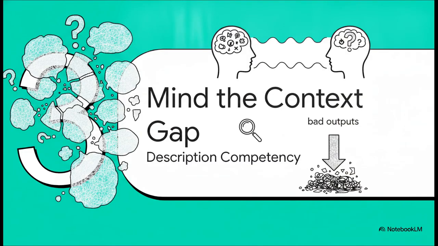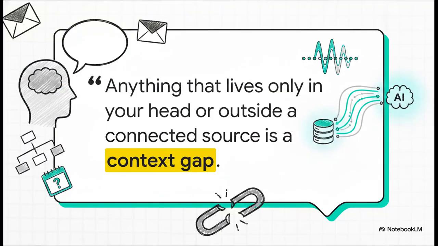All right, section 3, minding the context gap and building the description competency. I actually want to slow down for a quick second here, because we're hitting on a deeply relatable, superhuman habit, assuming the AI can just read your mind. We all do it, right? But it is the root cause of so many bad outputs.